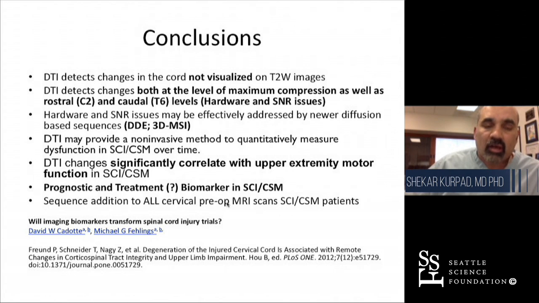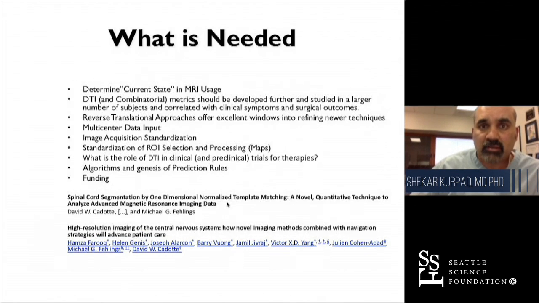At least in our institution, and now I know in some other institutions, including Toronto as well as in Philadelphia, it is a sequence that is added to all cervical preoperative MRI scans in spinal cord injury patients.